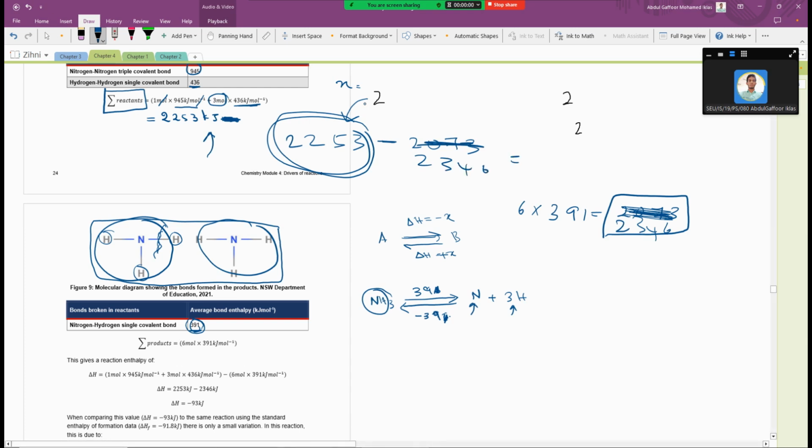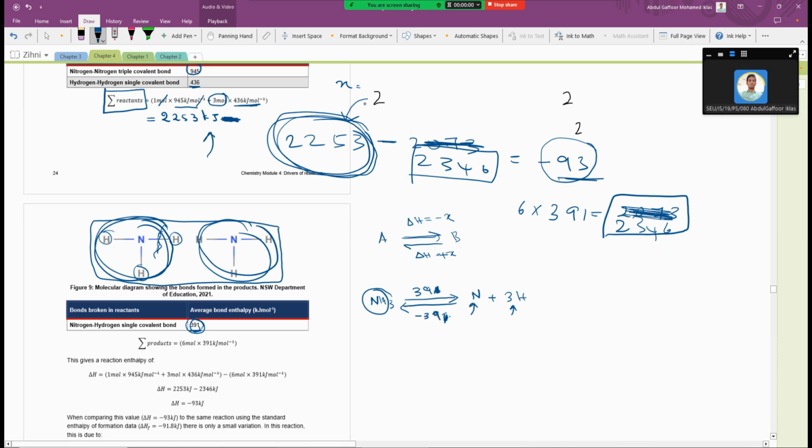2346. So it will give you minus 93, right? So now you understood, right? The system contains this amount of energy, it has absorbed, and then for the formation of 2 moles of ammonia, it has released this amount of energy. So the net process releases 93 kilojoule energy. So when you are writing the answer, this is how you have to write.